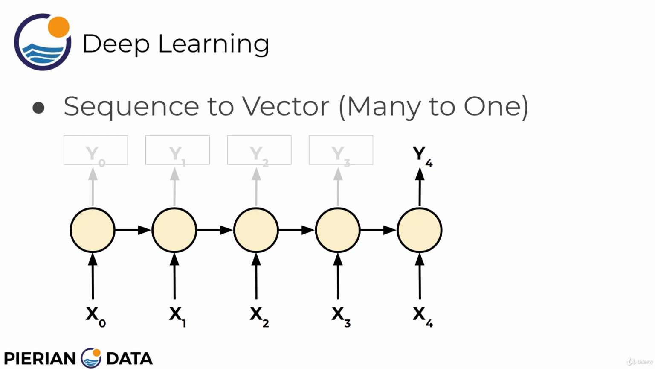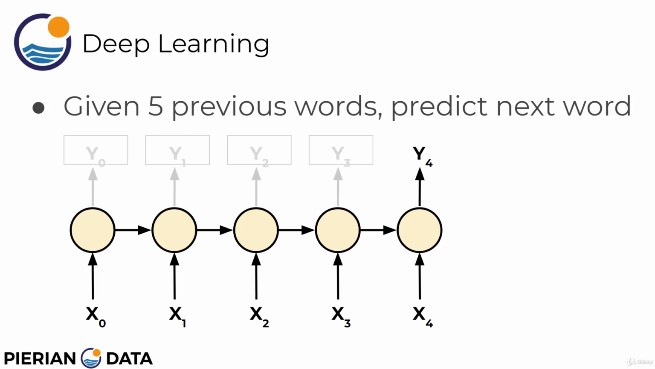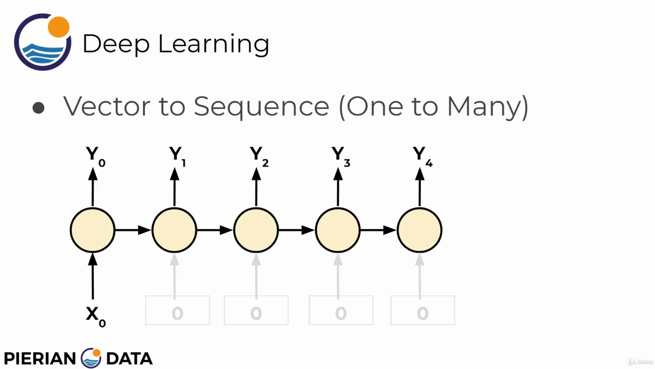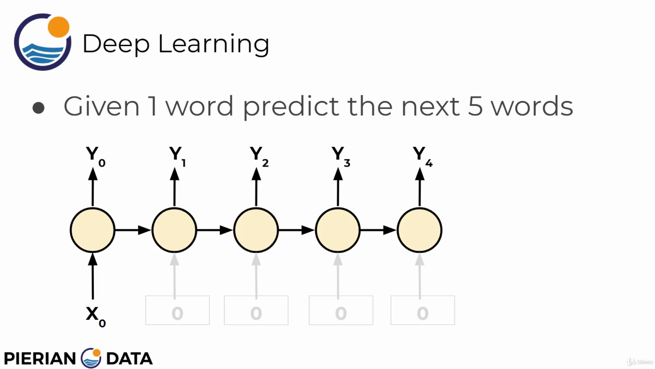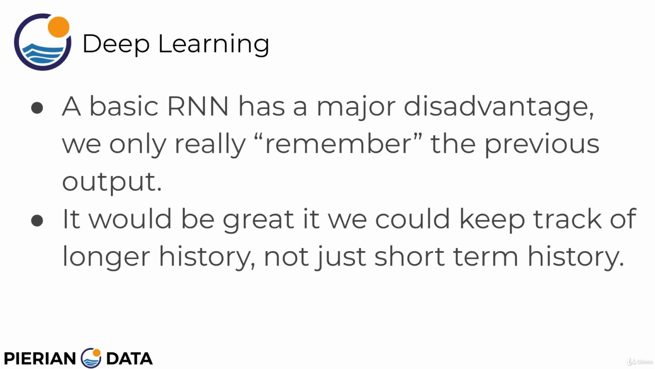Then there's also a sequence to vector. This is known as many to one, where we're essentially just passing a sequence and then predicting a single value. So for example, given 5 previous words, go ahead and predict the next word. So we can use this to generate text. Given 5 historical words, what's the most likely next word after this? Then there's also vector to sequence, one to many. So maybe given 1 word, go ahead and predict a sequence of the next 5 words.